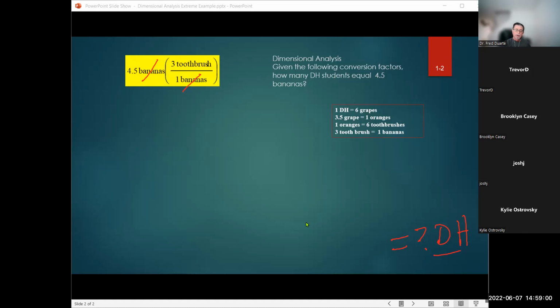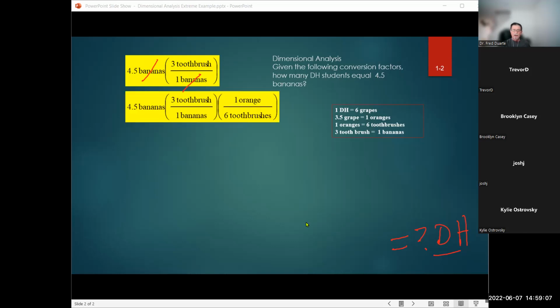All right. Well, obviously, that's not where I got to be. I got to continue. I can get rid of toothbrushes. So I got one more factor. I got a conversion factor that says that one orange is equal to 6 toothbrushes. I put toothbrushes in the denominator. Why is that? Because I already see the bananas are gone. And if I put in another factor here, my toothbrush units are gone, leaving me with units of orange, which is not where I need to be unit-wise. So I need one more factor to get rid of orange and get me into another unit, okay?